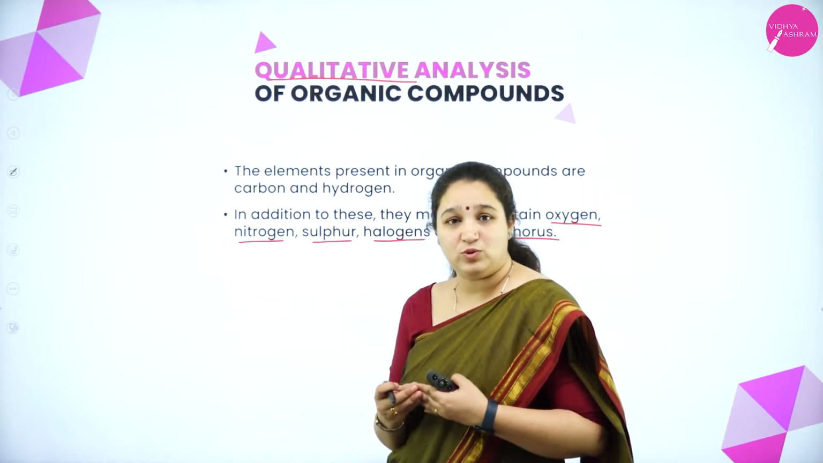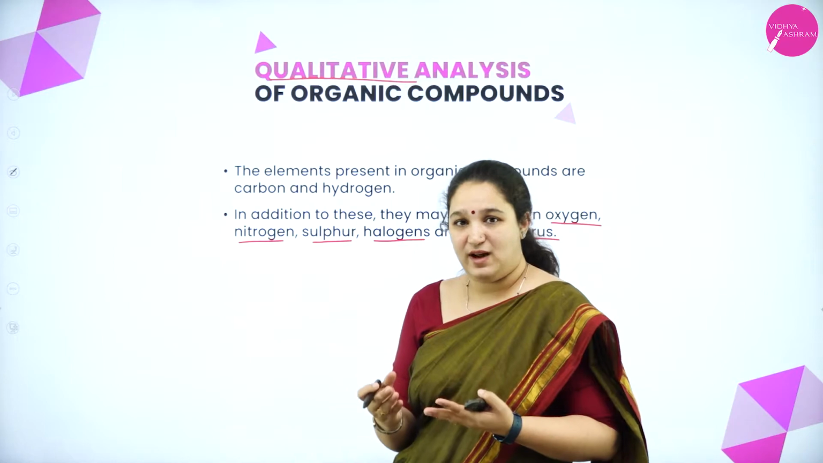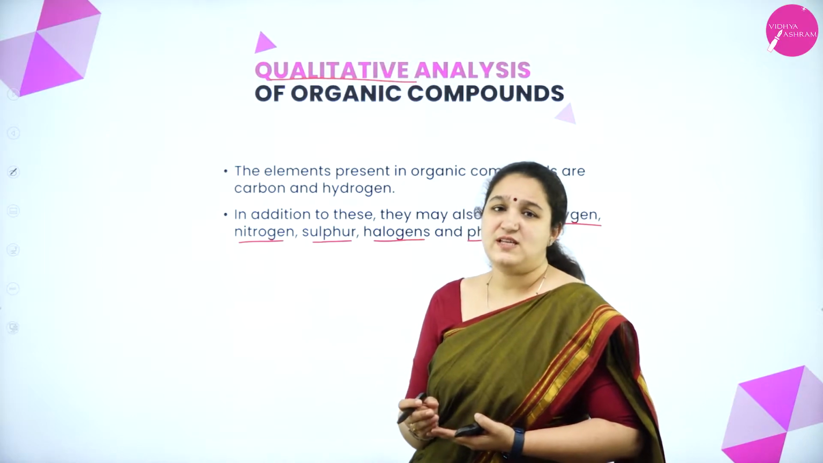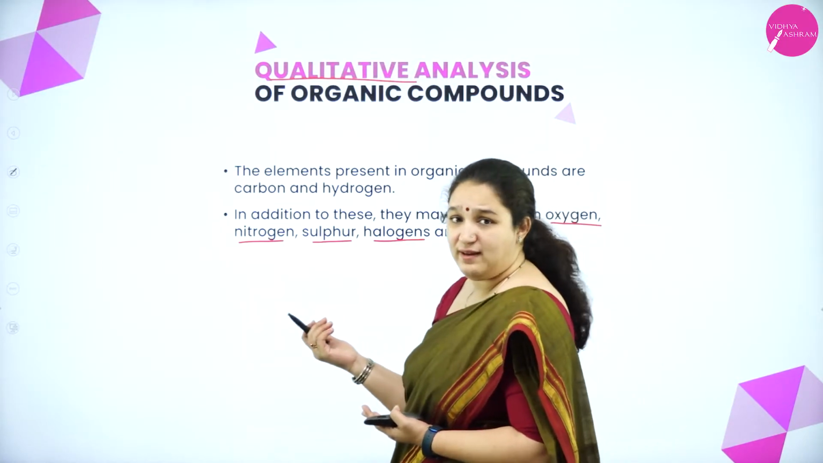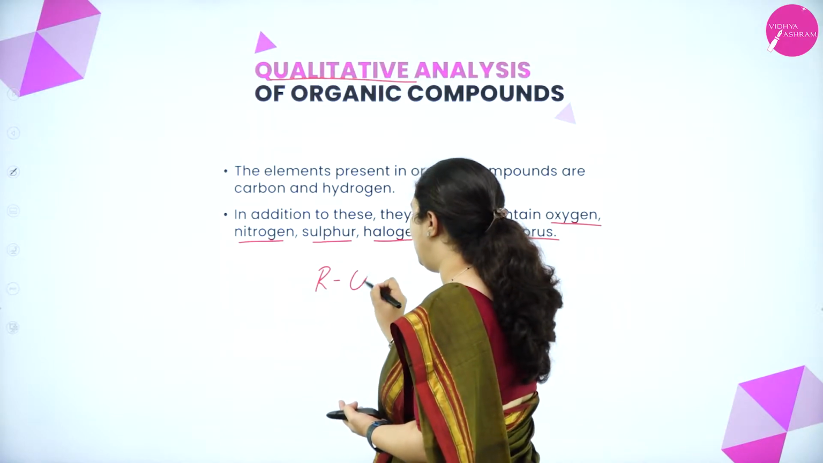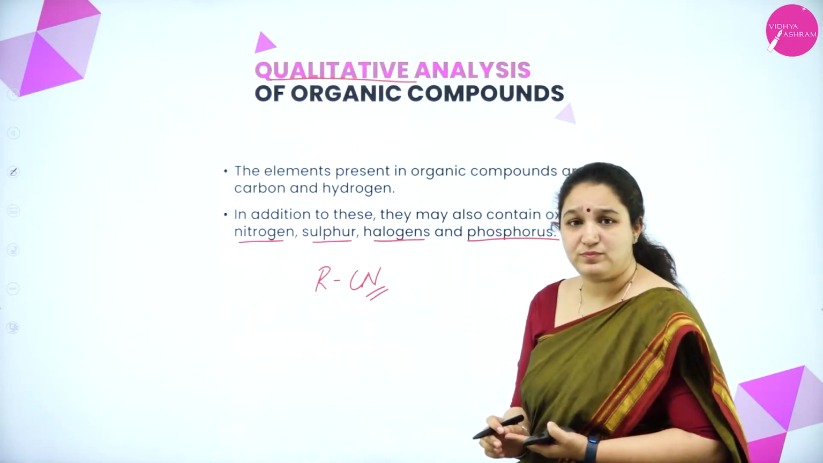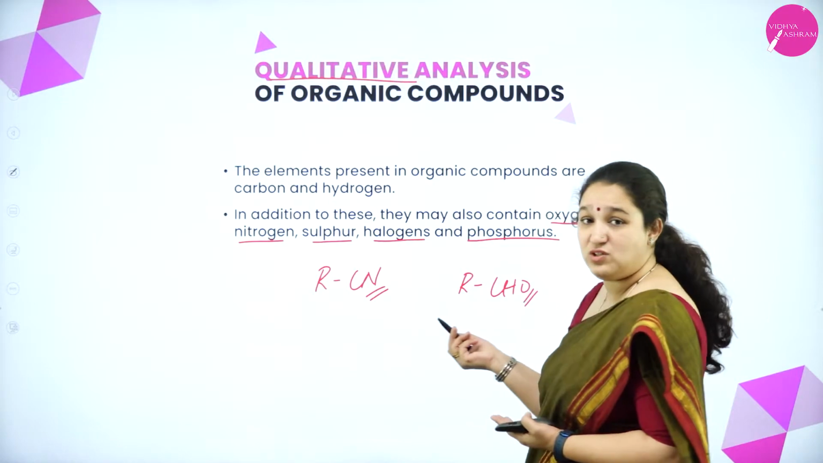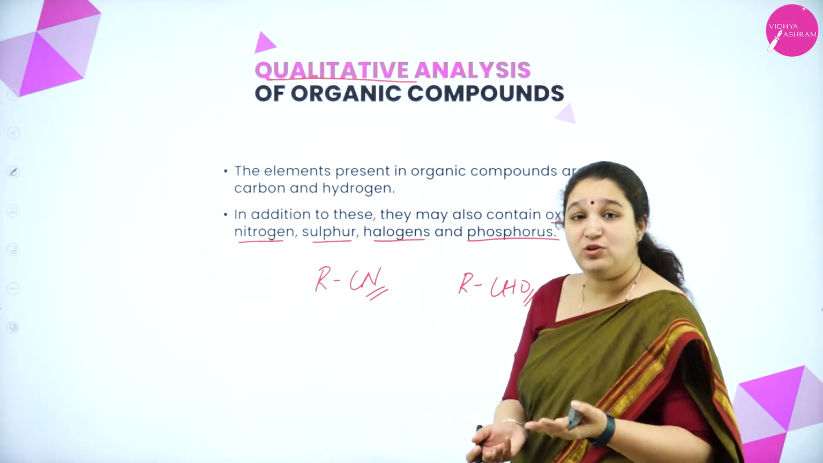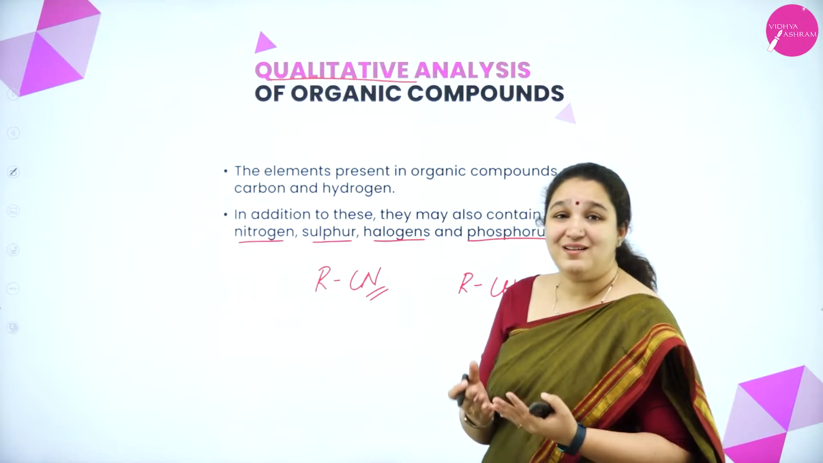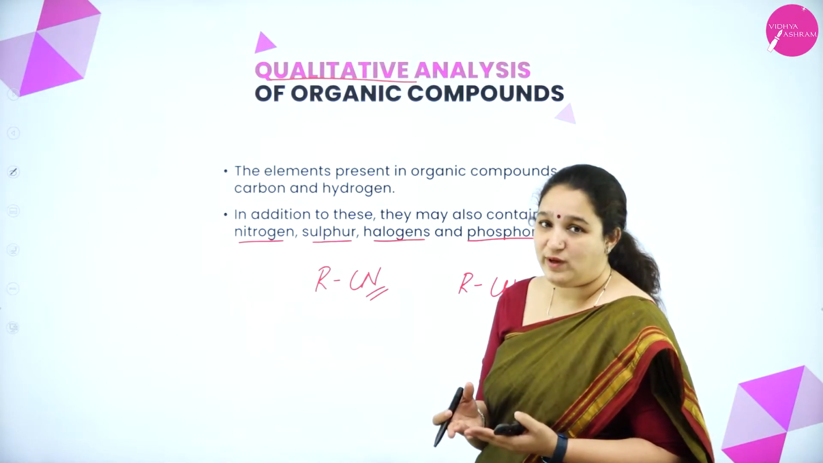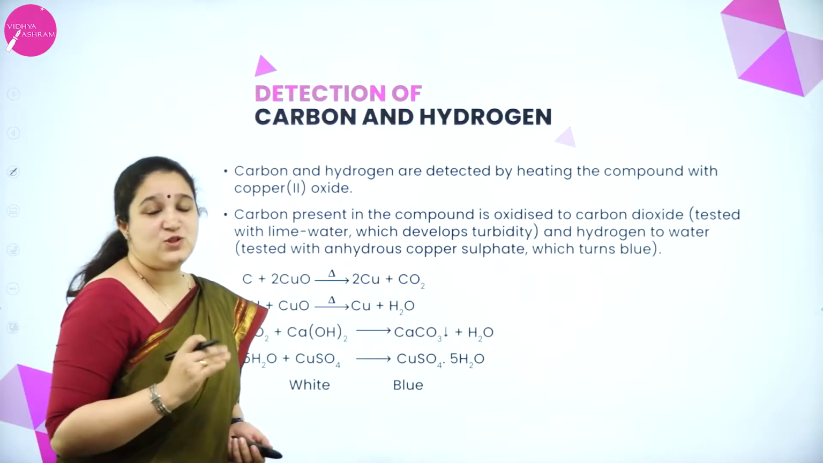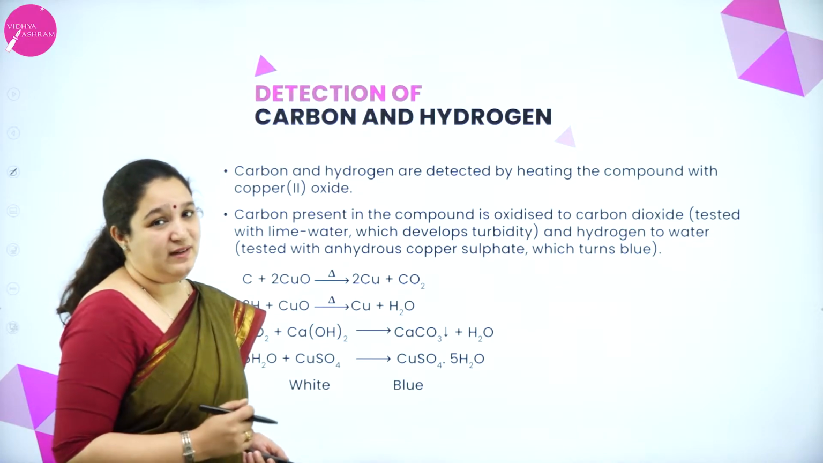So, how are we going to find out, other than carbon and hydrogen, which element is present in a particular organic compound? For example, if there is a nitrile, I have the R group with the nitrile group, it contains nitrogen, or it can be an aldehyde group. When aldehyde is present, there is oxygen, carboxylic acid there is oxygen, ketone there is an oxygen. So, other than carbon and hydrogen, how are we going to detect which element is present? First, we learn the detection of carbon and hydrogen.